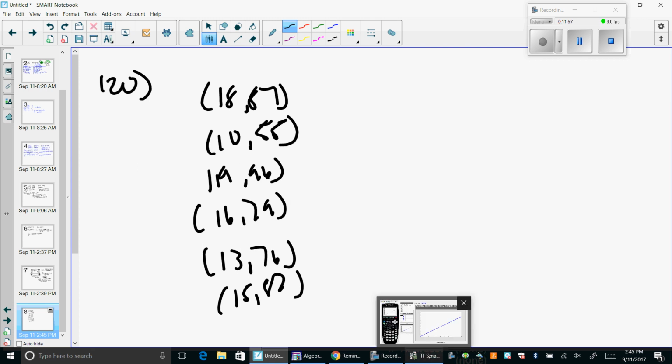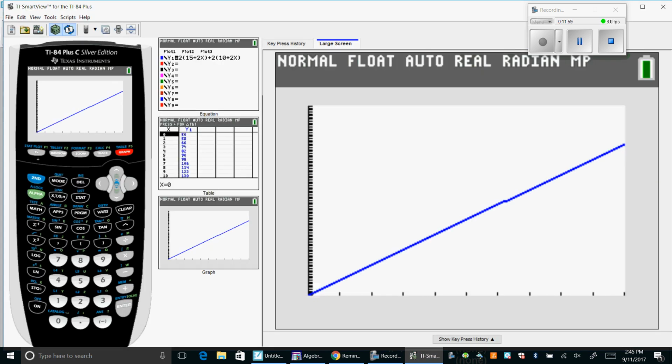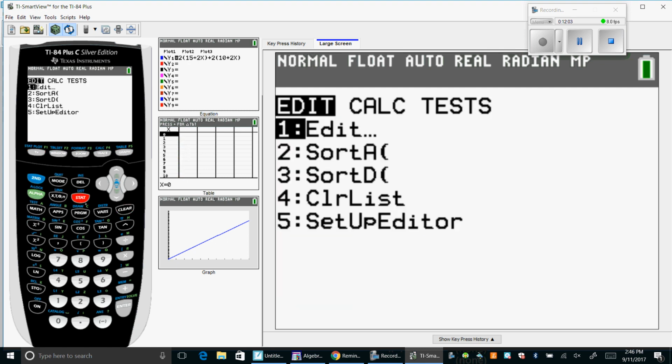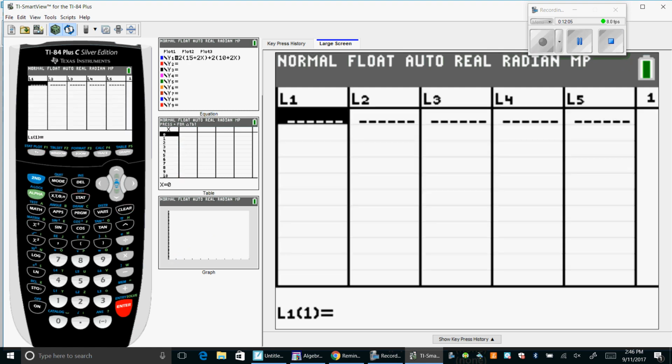Okay, so let me show you how to do that. Go to your calculator. I'm going to clear out what's in the y equals right now because I don't need that. Push stat and then push enter. And you should have some lists that come up. So in L1, I'm going to put all the x's.